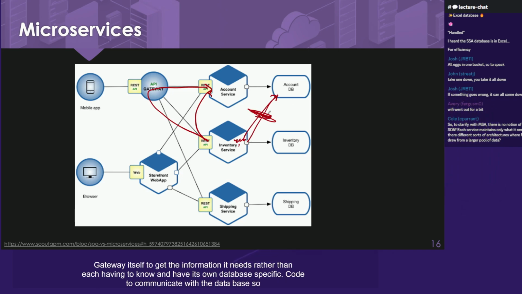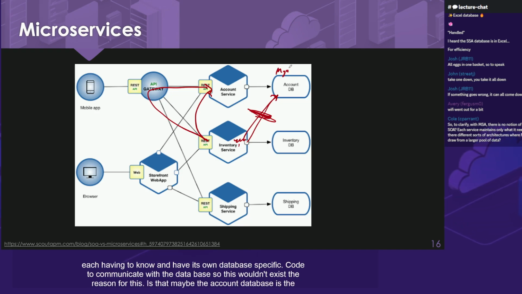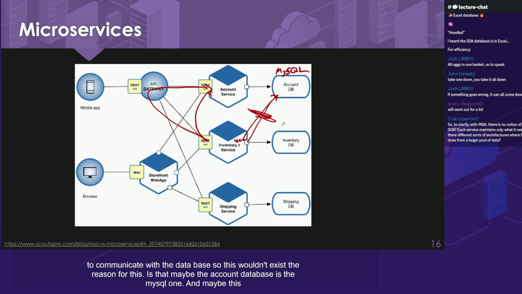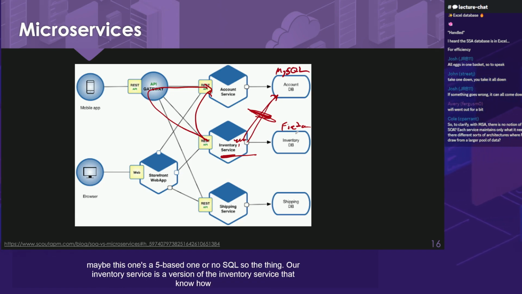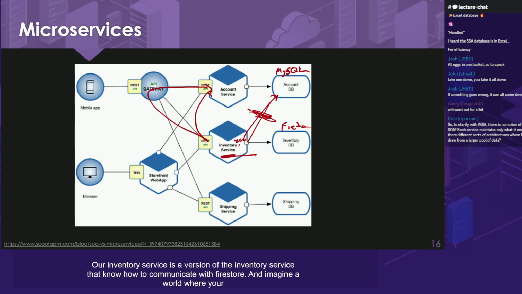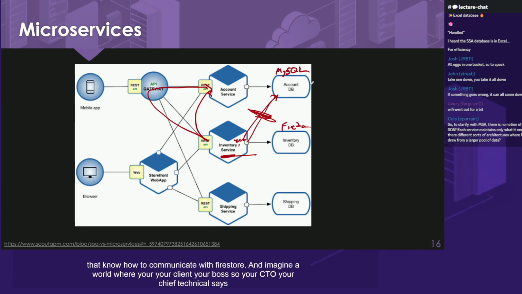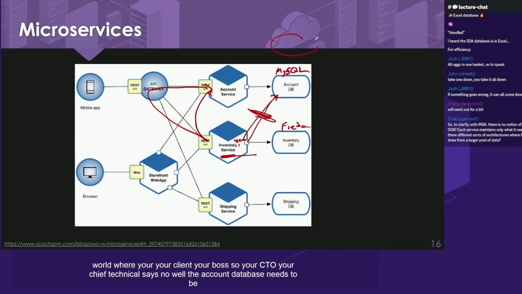So this wouldn't exist. The reason for this is that maybe the account database is the MySQL one, and maybe this one's a Firebase one, or a NoSQL sort of thing. Our inventory service is a version of the inventory service that knows how to communicate with Firestore, right? And imagine a world where your boss, your CTO, your chief technical officer, says, no, the account database needs to be changed to be a Firebase one.